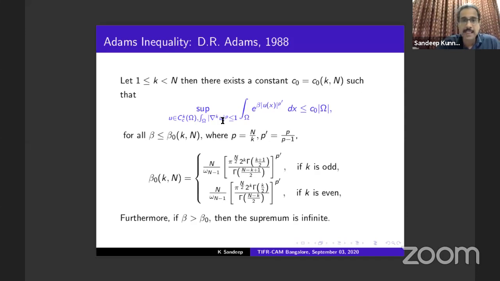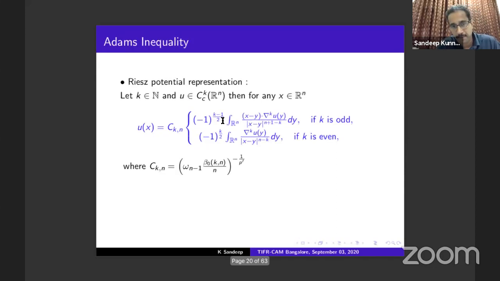So let me briefly explain how Adams proved this inequality. That is where the next word in my title, the Riesz potentials, comes into the picture. The plan of Adams' proof I can divide into basically 3 steps. Let me go to the first step, which is the Riesz potential representation. The first thing I am going to do is write u as a convolution of the kth order gradient against a potential.